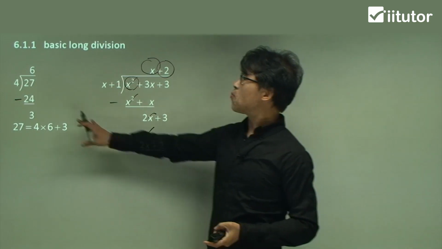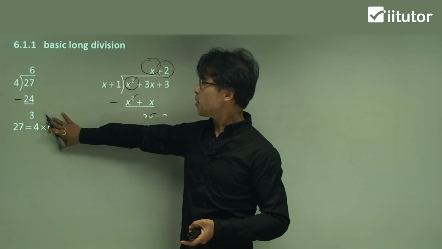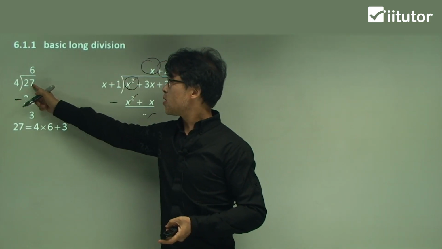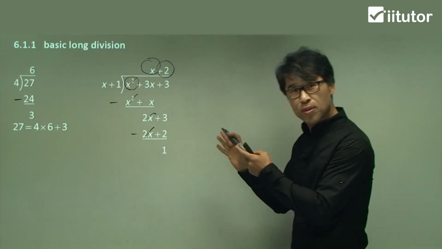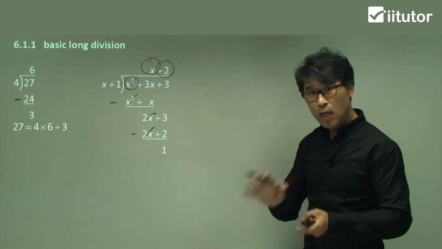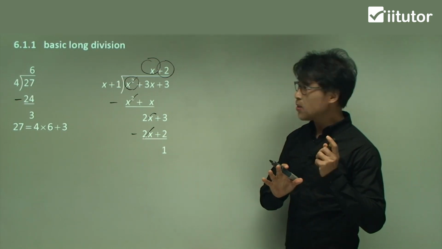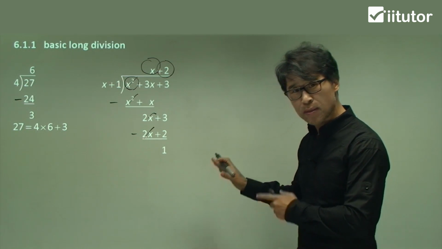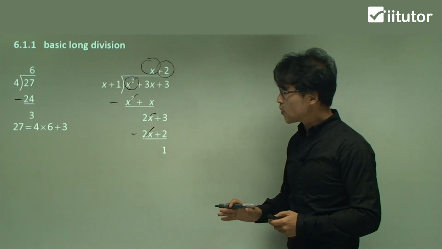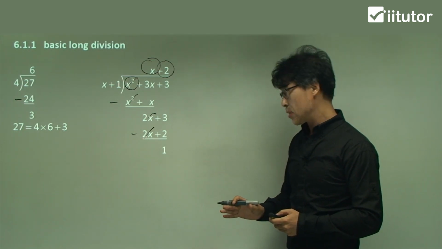So please go back to what we have done here. So 27 equals the divisor times the quotient plus the remainder. We will have to do exactly the same thing. I'll leave you a few seconds to write your answer and then compare with the answer on the board over here. Okay, you guys ready?